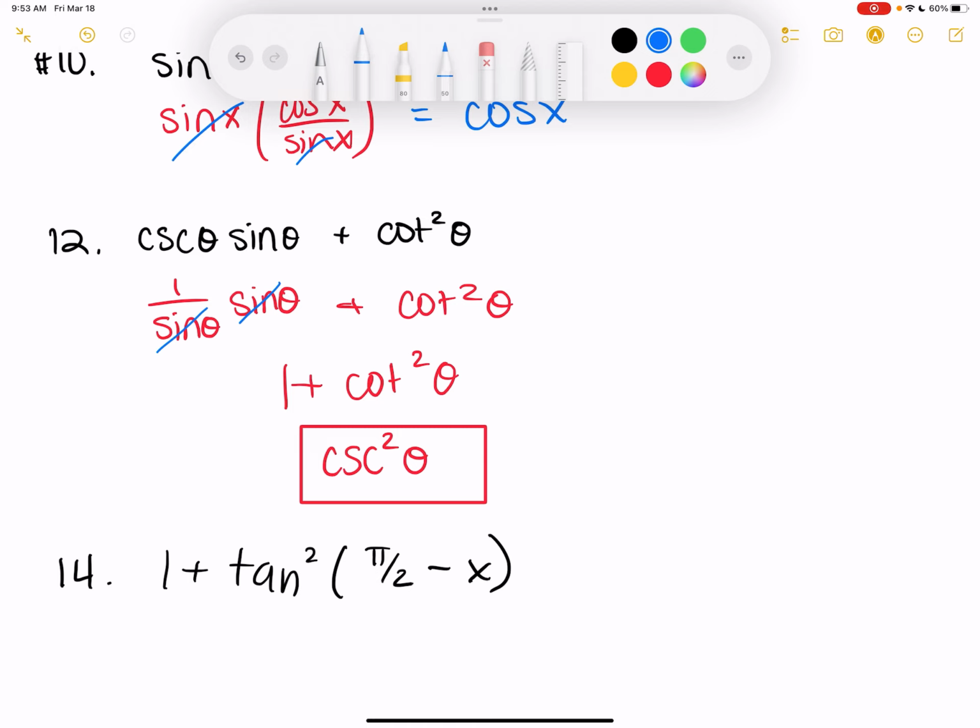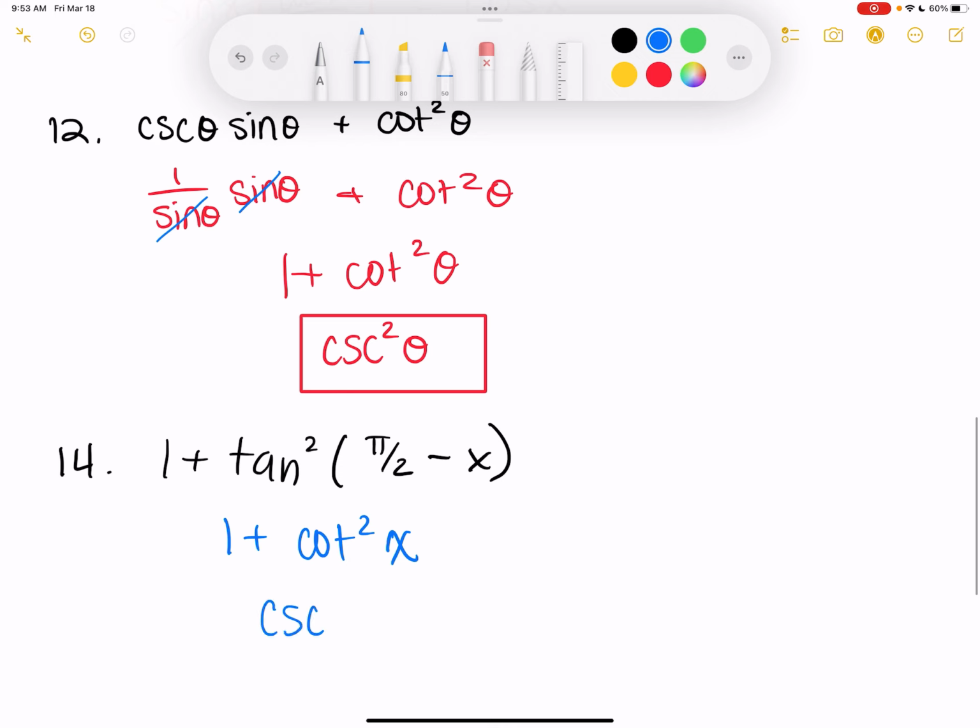So the tangent of pi over 2 minus x equals cotangent. This was squared, so it's going to be 1 plus cotangent squared of x. I'm going to keep it as x since that was an x. Then 1 plus cotangent squared is equal to cosecant squared of x. Do you see what I mean by they're all similar but they're all different too?